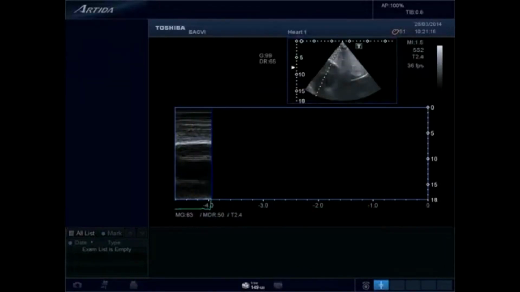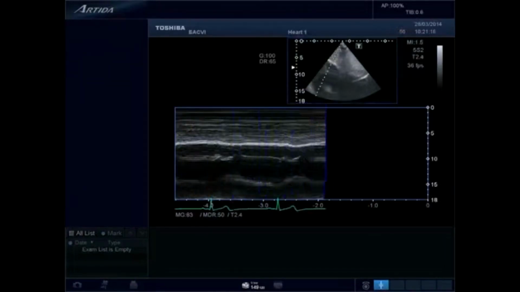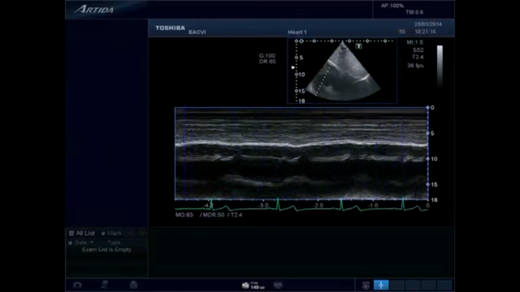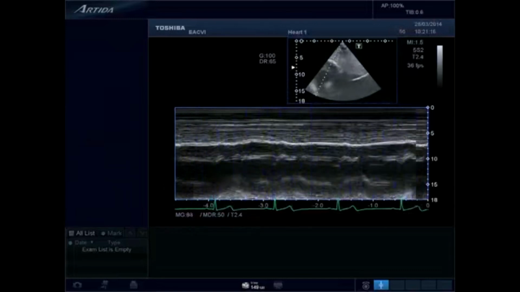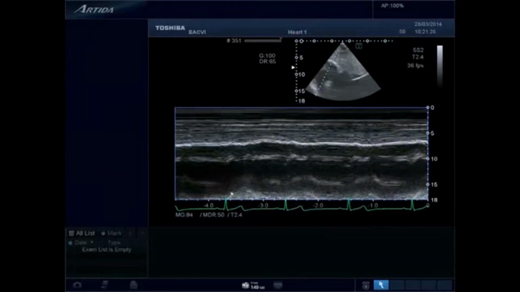And to have an M-mode acquisition here, we'll increase the gain. And you can see here the right ventricular wall, and you can assess the thickness, always thinking that the reproducibility is difficult because this wall is really thin.